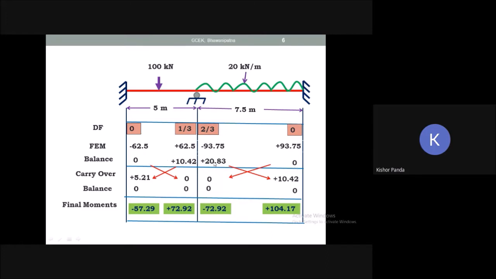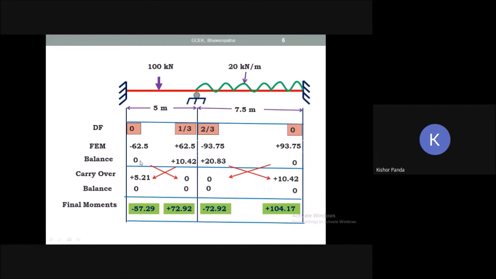So these are the balancing of the unbalanced moment. Then you have to draw one line here. Then what is the next step? You have to go for the carryover, half of the moment. So this moment will carry over to this side, half of the moment, and this moment will carry over to this side, and likewise for the others.